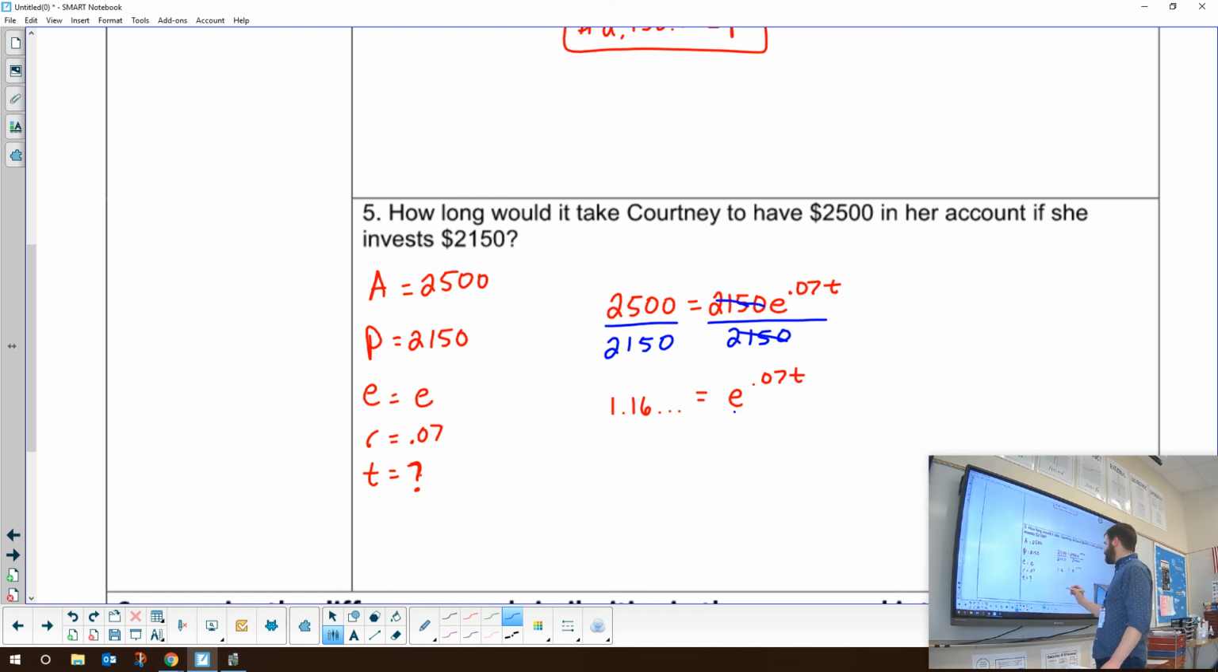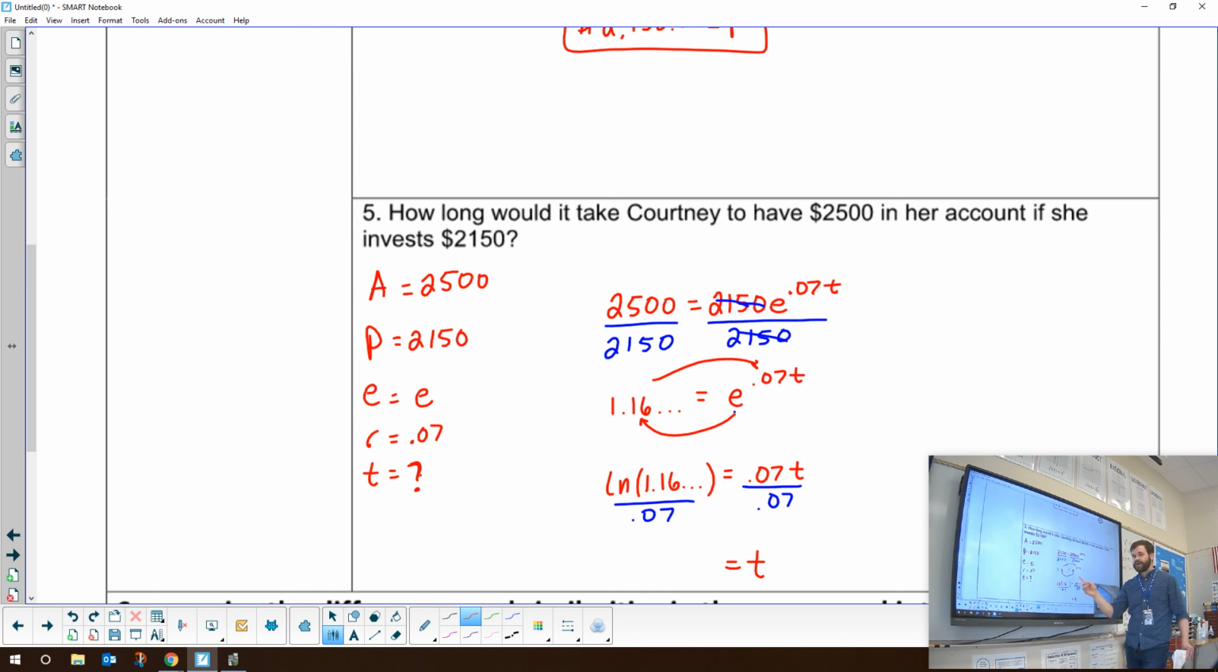Another word for log base e is natural log. So I'm going to go natural log of 1.16 yada yada yada equals 0.07t. Okay, so it goes back around here. Now, to get that t by itself, we're going to divide both sides by 0.07, and we're going to get t equals whatever this is. So we're going to go natural log of my last answer divided by 0.07, and whatever that is, that's going to be the time it takes for this to expand up.